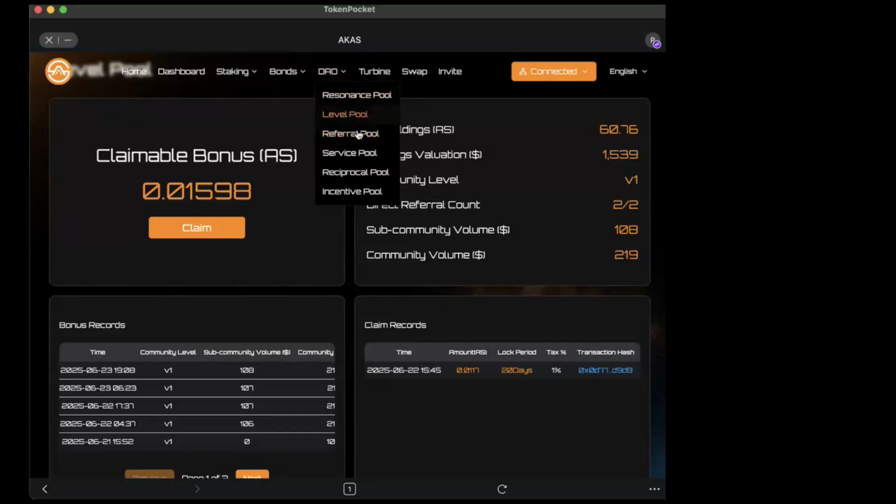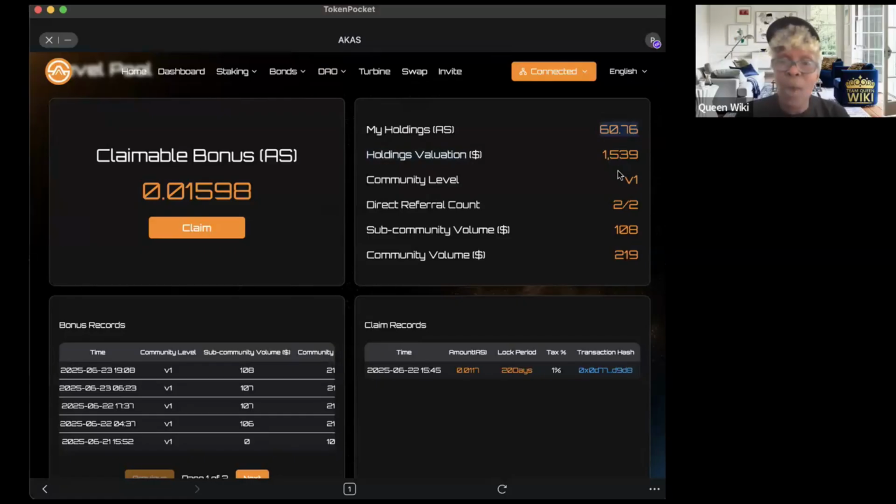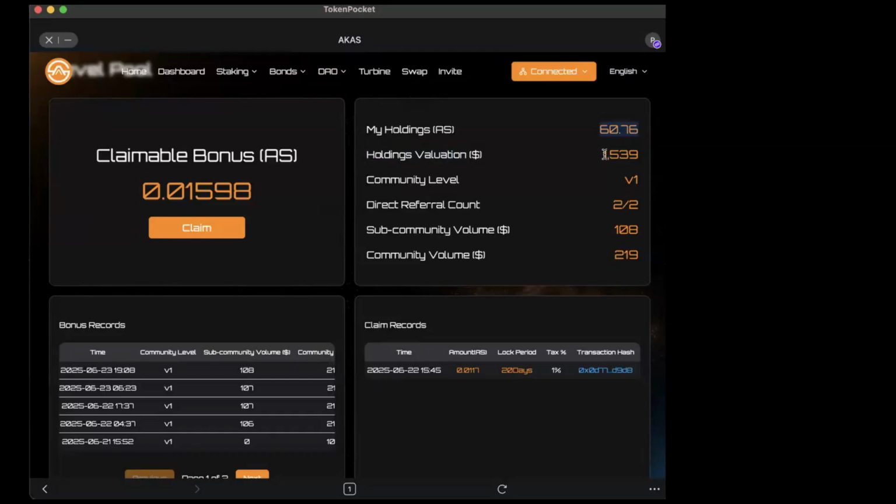Before you do that, you said the holding valuation, what does the holdings have to be? The holding valuation will increase or decrease depending on the price of the AS token. Okay, understood. Now we're using 60.76 and the price is $25, and you will get this amount.